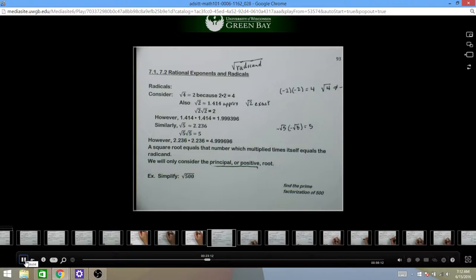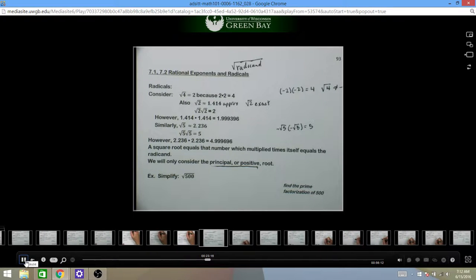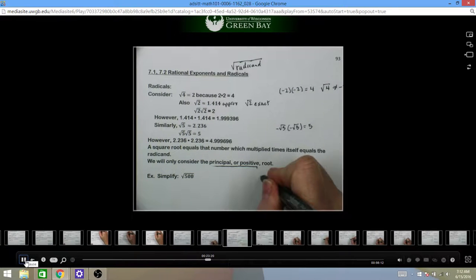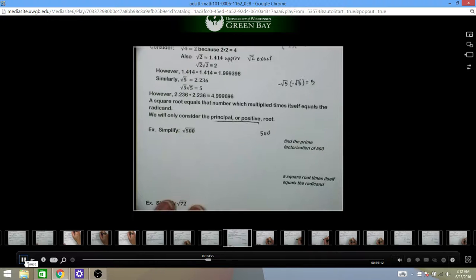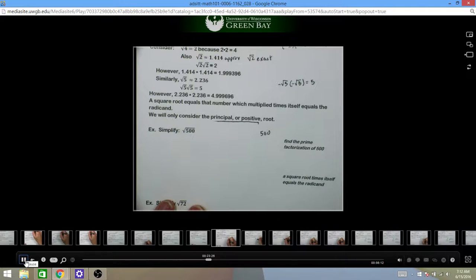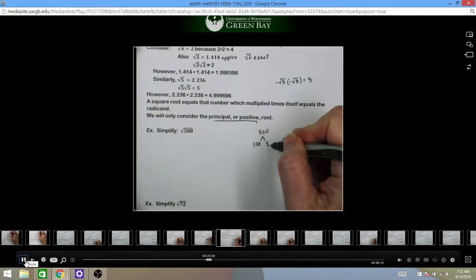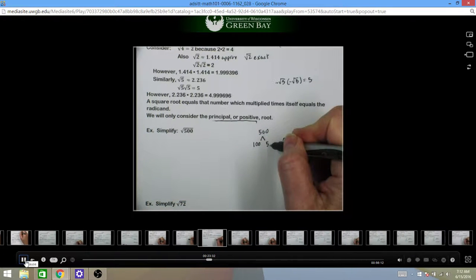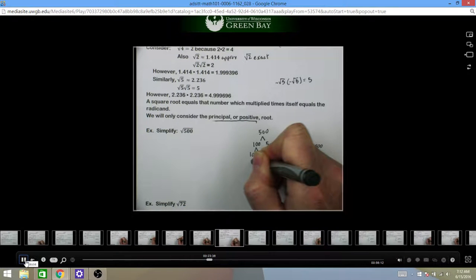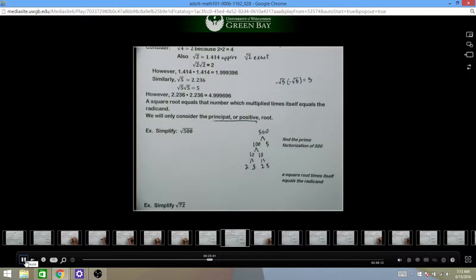So there are different ways to find that. I'm going to show you the prime factorization method. So you would take the 500 and find its prime factorization. So you just start dividing. You'd say, well, that's divisible by 100. That's 100 times 5. And 5 I can't divide anymore. But 100, that's 10 times 10. And each 10 is 2 times 5. So you just keep factoring until you can't factor any more.